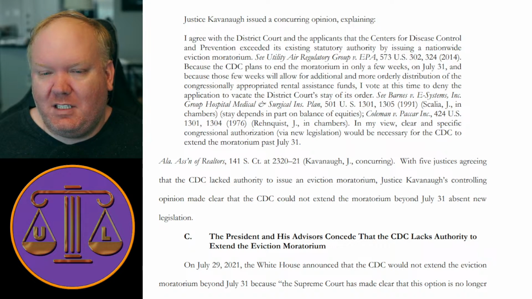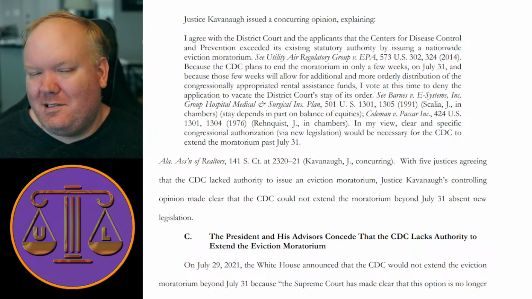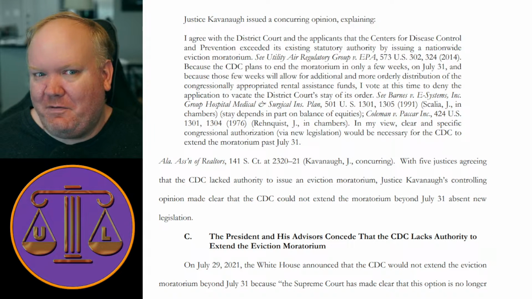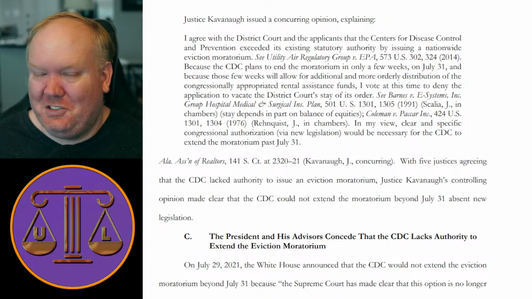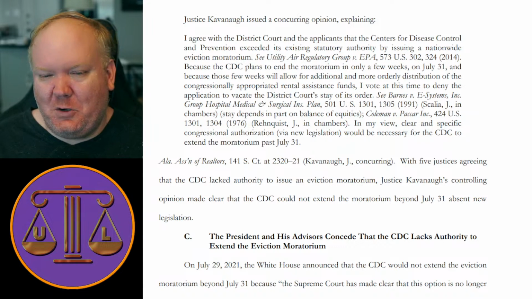In my view, clear and specific congressional authorization via new legislation would be necessary for the CDC to extend the moratorium. And under Marks, which is the case that tells you how to count split votes, so when you don't have a majority for any one proposition, how do you count split votes? Well, my reading of Marks onto this is the controlling opinion. This is the one that binds us. So, with 5 justices agreeing the CDC lacked authority, Justice Kavanaugh's controlling opinion made it clear they couldn't extend. That's the way I count it.